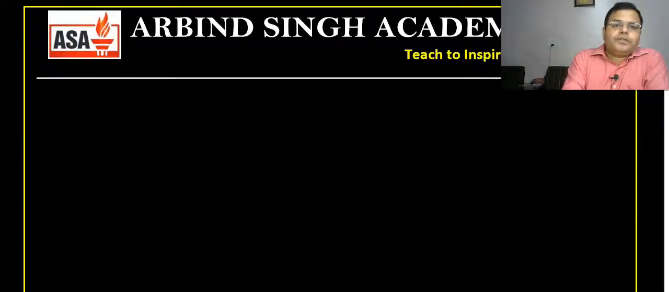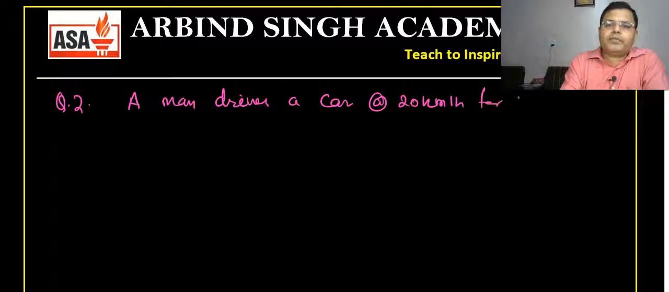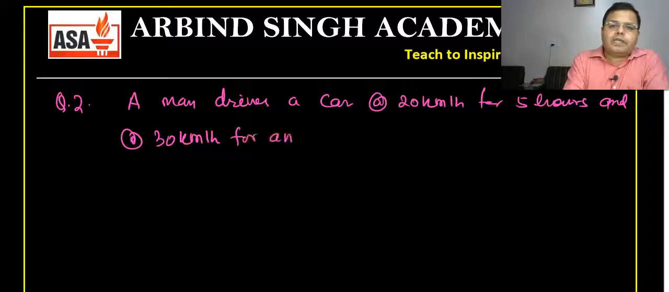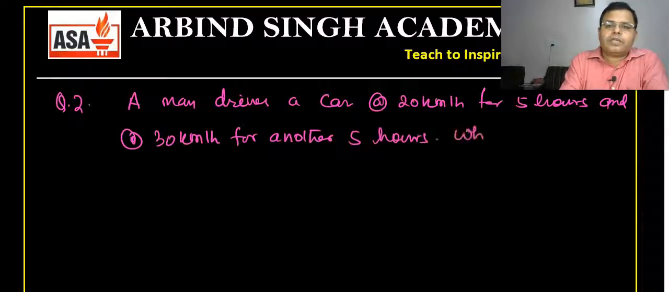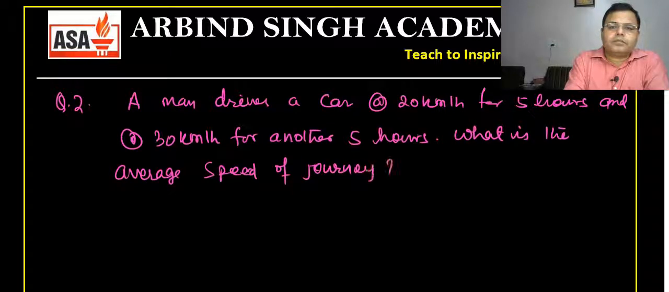Now consider another question. A man drives a car at a rate of 20 km per hour for 5 hours and at a rate of 30 km per hour for another 5 hours. What is the average speed of the journey?